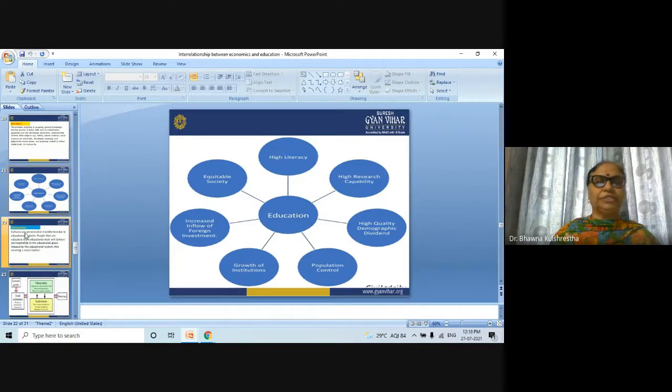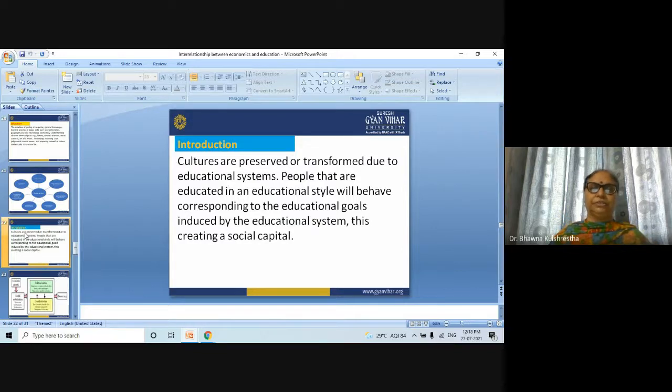And the introduction is: cultures are preserved or transformed due to educational systems. People that are educated in an educational style will behave corresponding to the educational goals induced by the educational system, thus creating social capital.